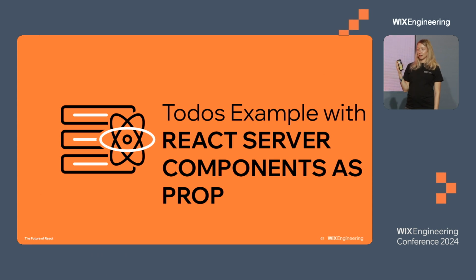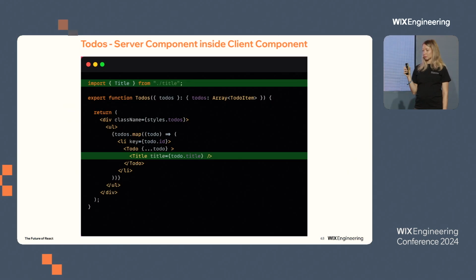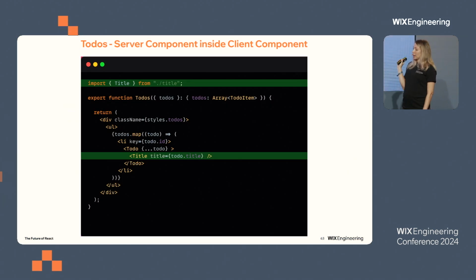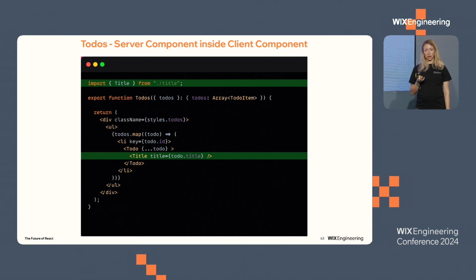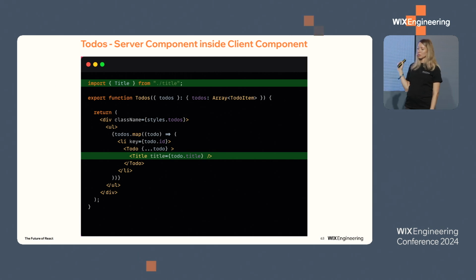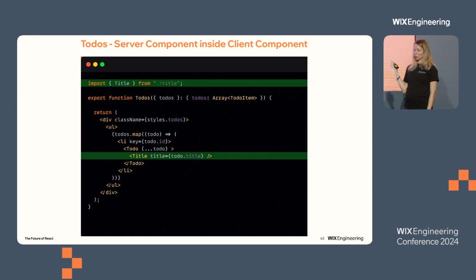We'll now see another example for the to-dos app, but now with a server component that is used within a client component. Now, this is the new to-dos component. I created a new server component called title. It's a static component that renders the title of a specific to-do item. Since it is static, there is no need to hydrate it in the client and download it. The only problem is that we can't use it directly in the to-do component since it is a client component.